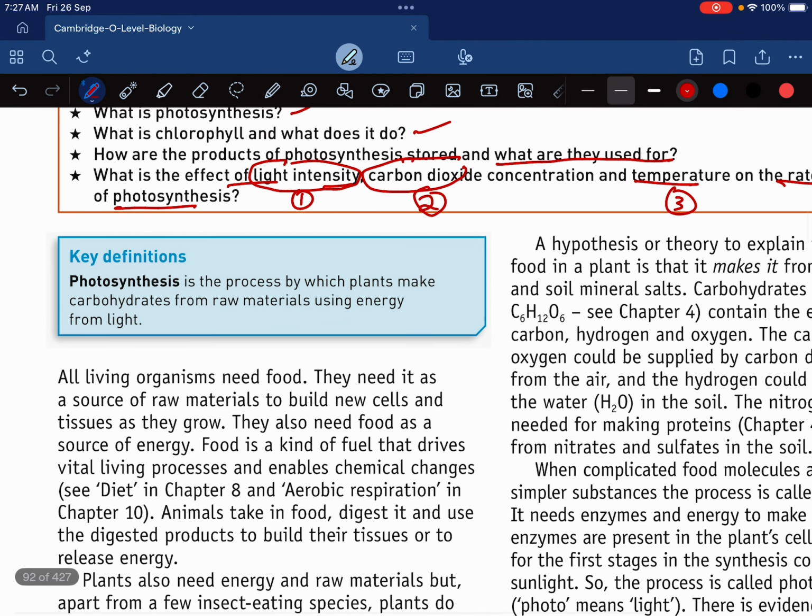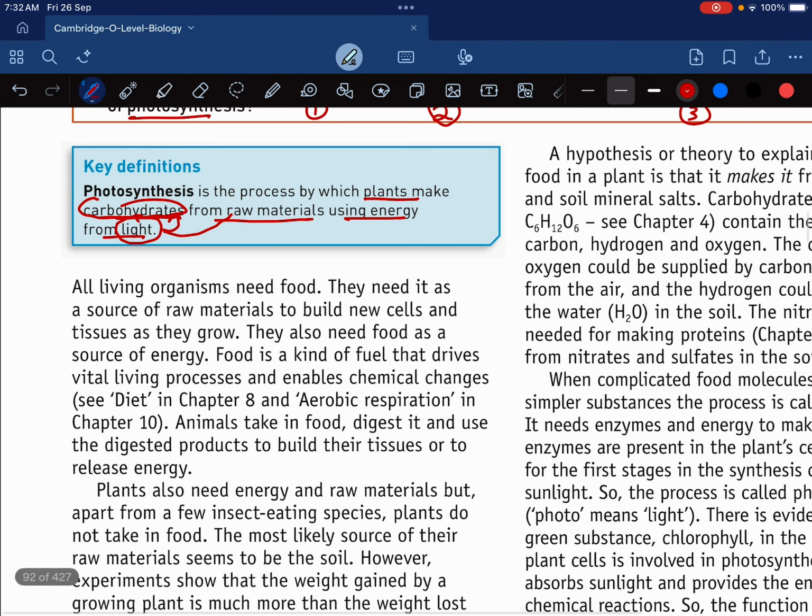Key definition: photosynthesis, what is it? Photosynthesis is the process by which plants make carbohydrates from raw materials using energy from light. As I discussed earlier, they use light to make carbohydrate as their energy source. So photosynthesis is the process by which plants make carbohydrates from raw materials using energy from light. All right, so that's the main thing you should know about photosynthesis.